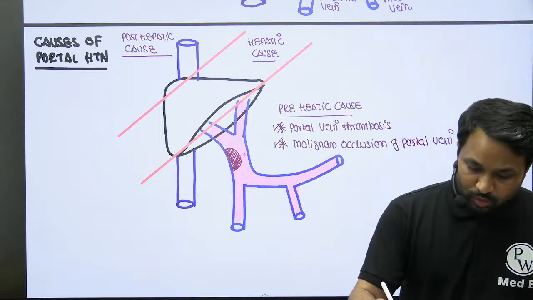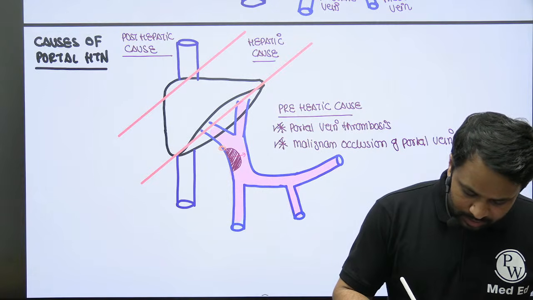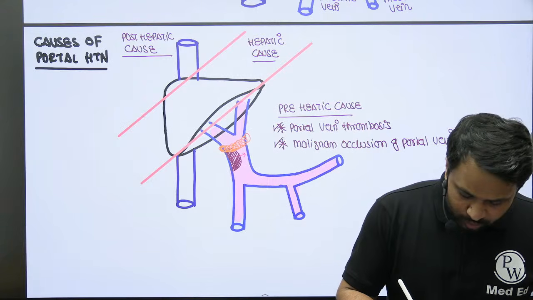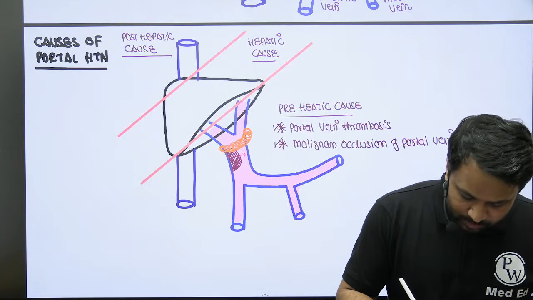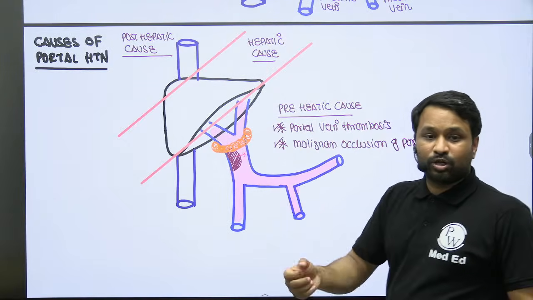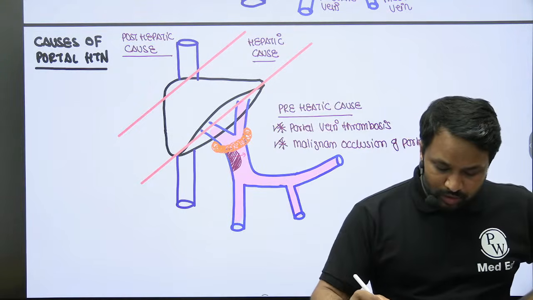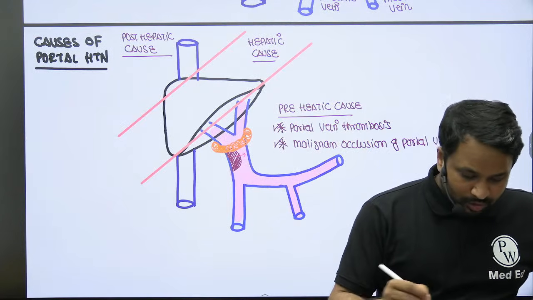In a malignant occlusion of the portal vein, you can see a tumor that is going to grow and encircle the portal vein, encasing and compressing it, and that encasing and compression of the portal vein will increase the pressure in the portal vein. So one is portal vein thrombosis, another is malignant occlusion of the portal vein.